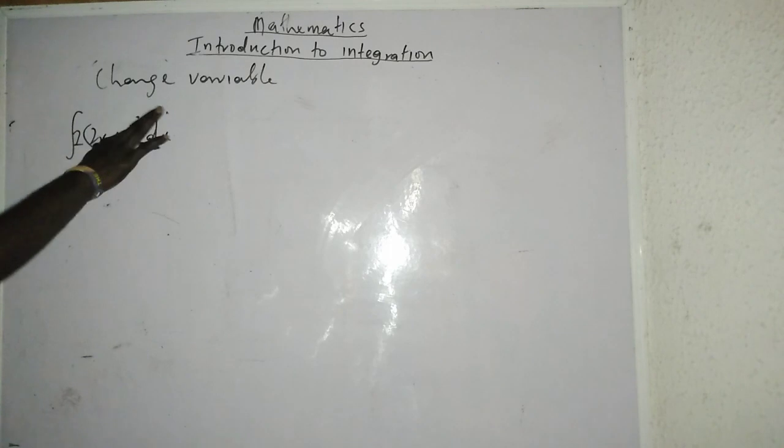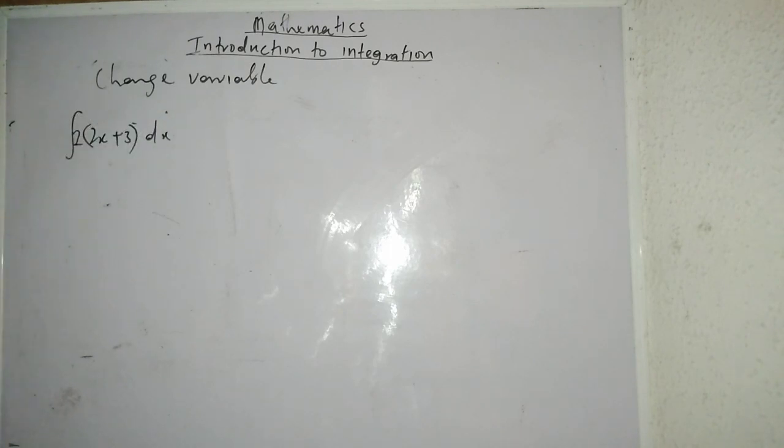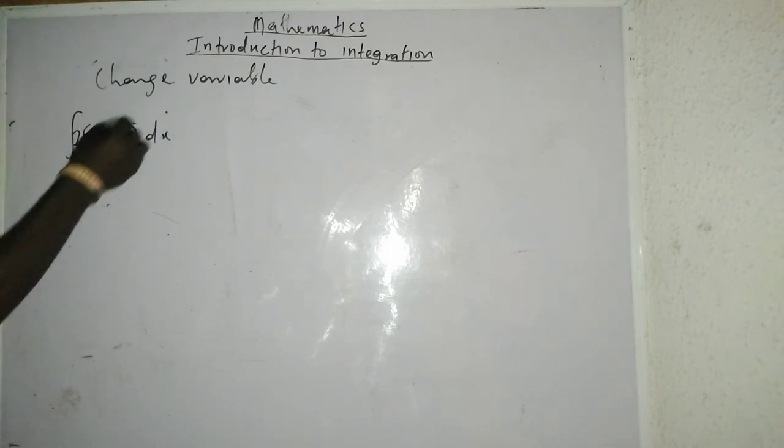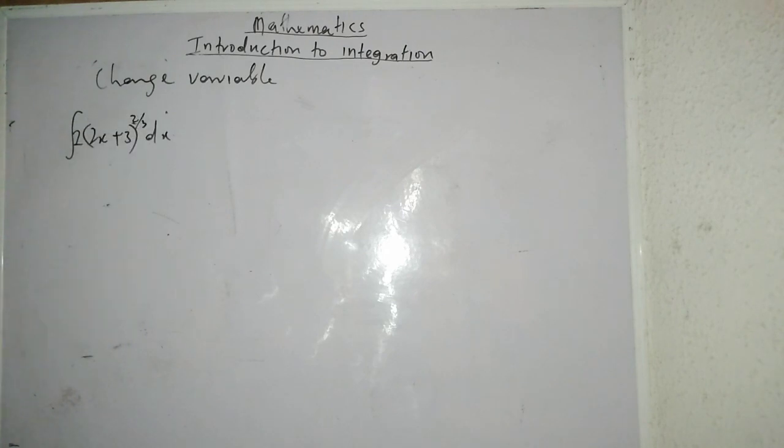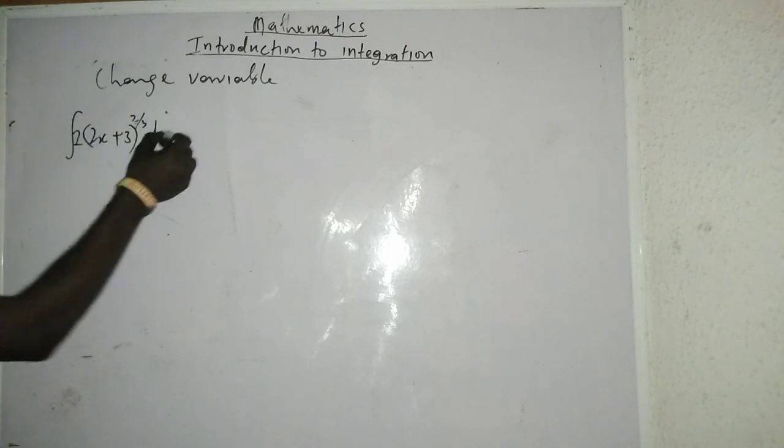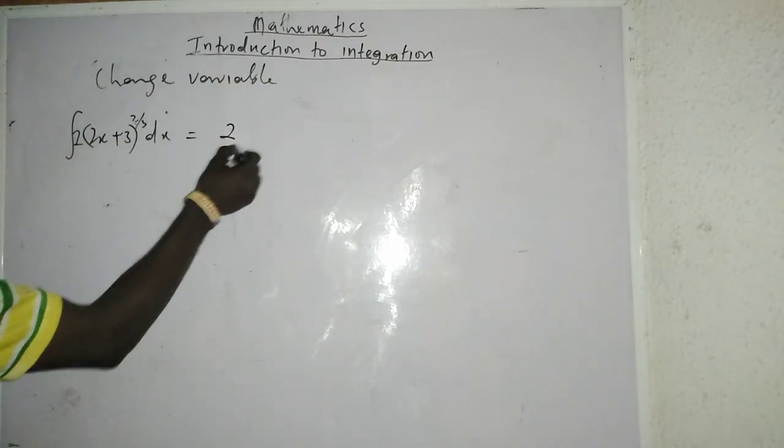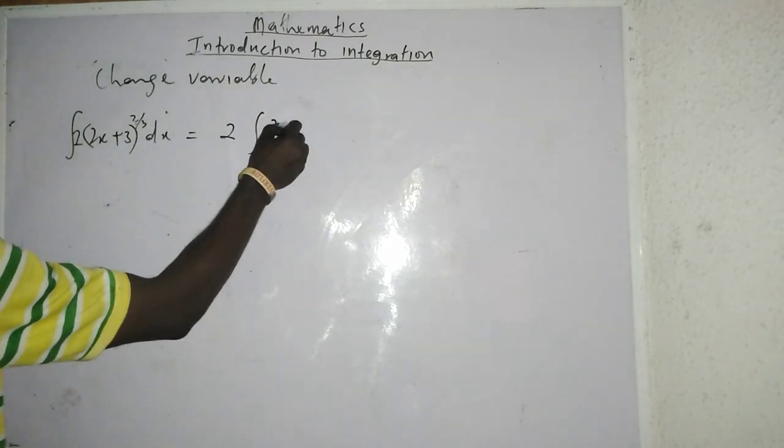Let me make it a bit. I have 2 all over 3. Now, if it is an ordinary square, I will just expand and go. But let me make it a bit complicated, I mean, a bit complex. 2 all over 3. Now, if I should do this, I can have this as 2 integral of what?